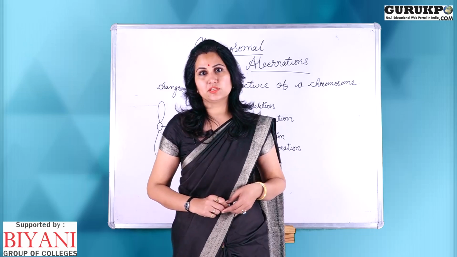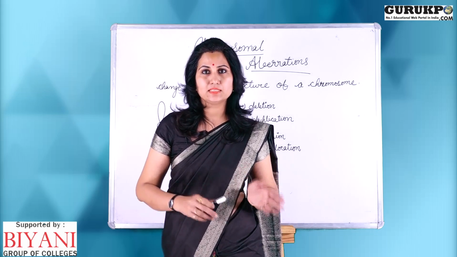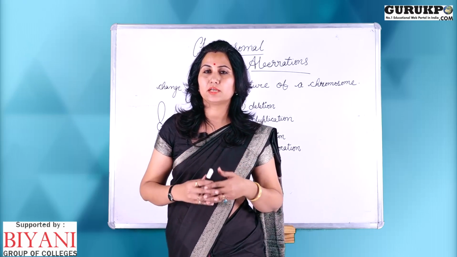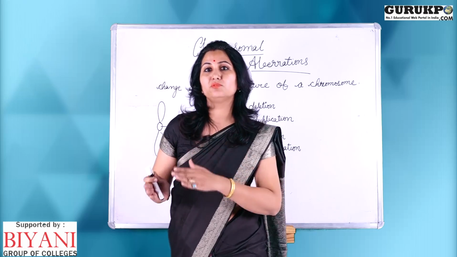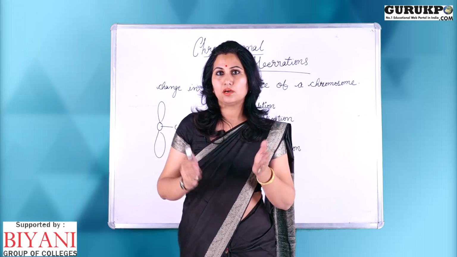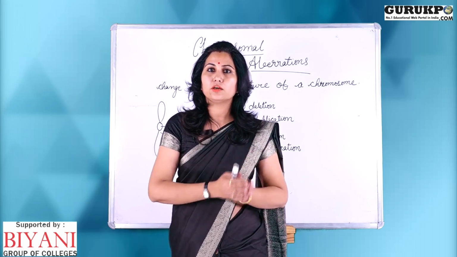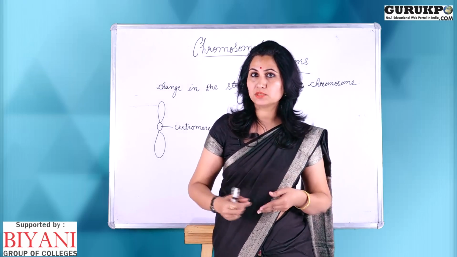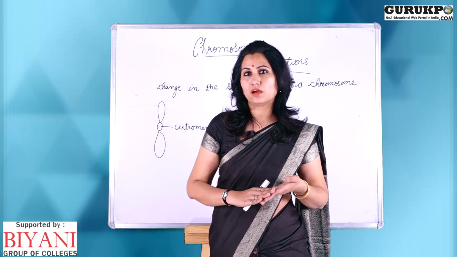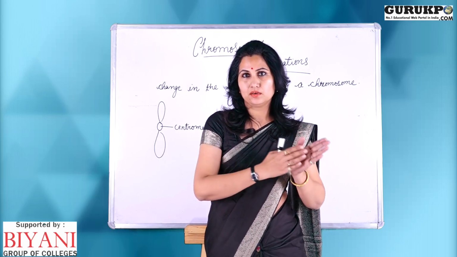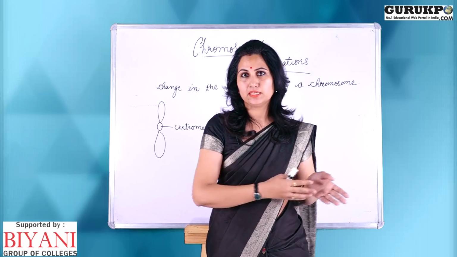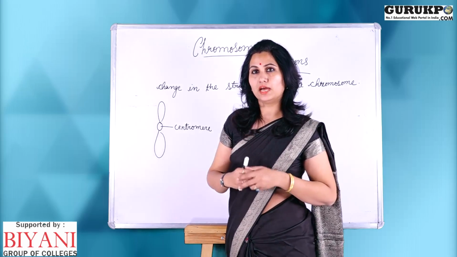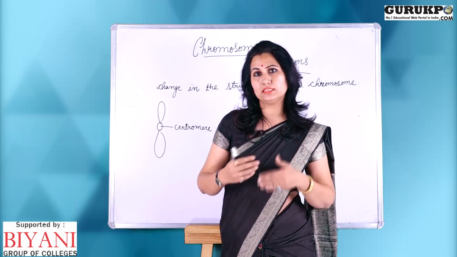Today's topic for the discussion is chromosomal aberration. It is part of mutation only. As I earlier told you about mutation, mutation is a sudden change in the genetic material. So, mutation occurs either on the chromosome level or on the genes. If the mutation occurs on the genes, it will be known as point mutation. But if the mutation occurs on the chromosome, it may change the number of the chromosome, that is heteroploidy, or it may change the structure of the chromosome, that is chromosomal aberration. So, now we are going to discuss chromosomal aberration in detail.